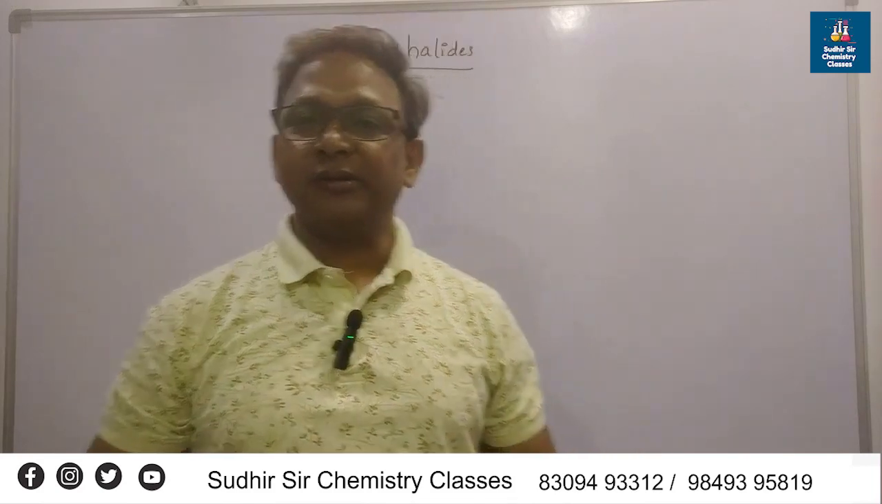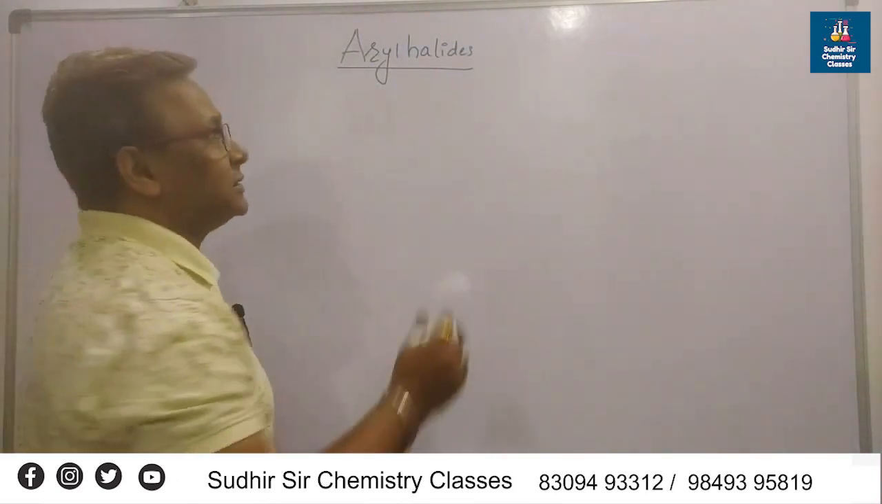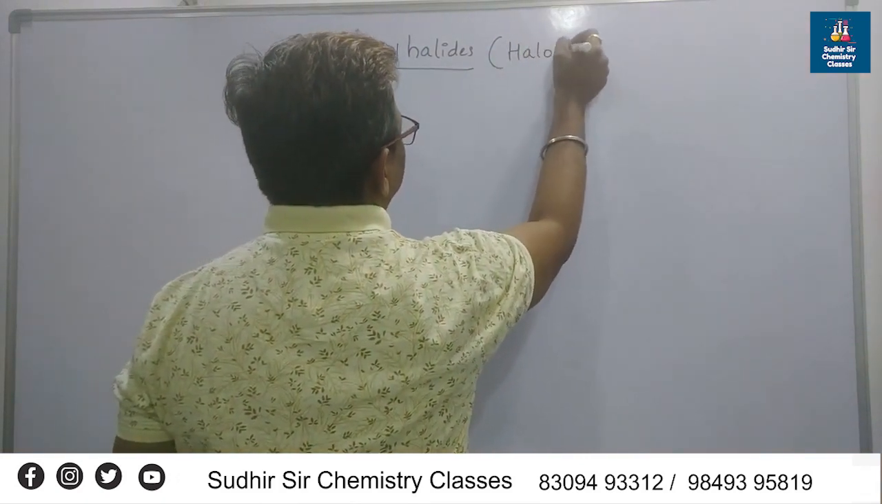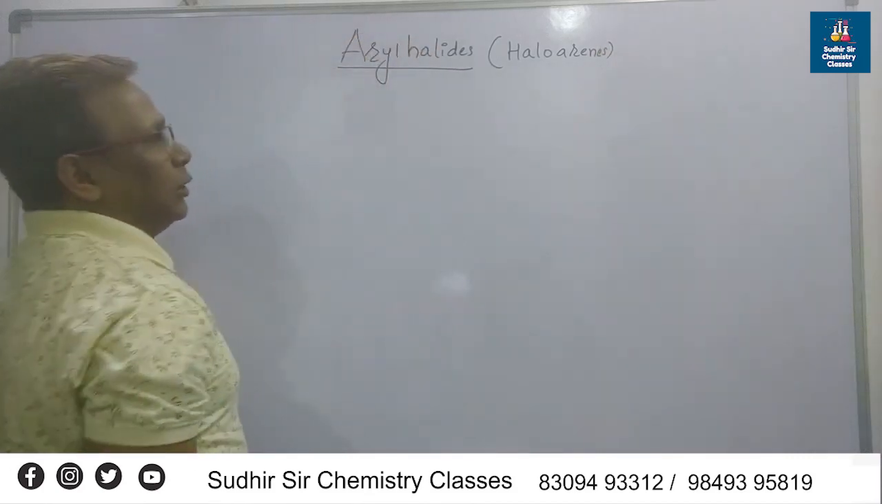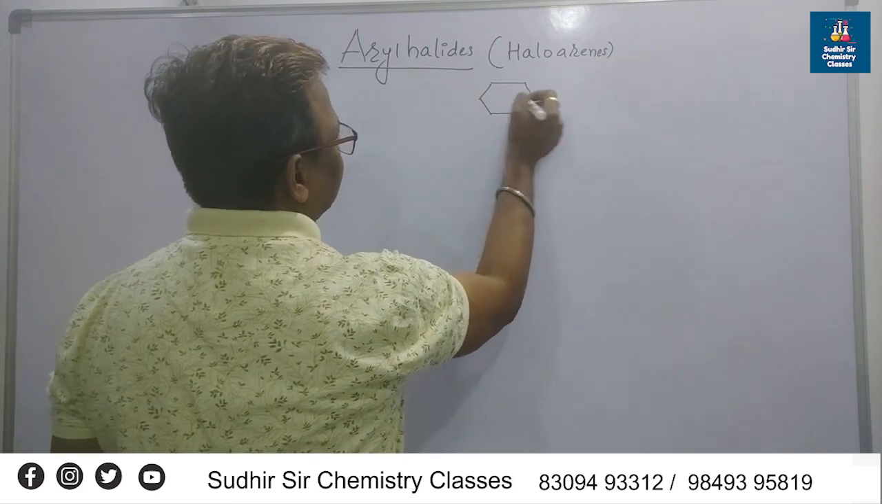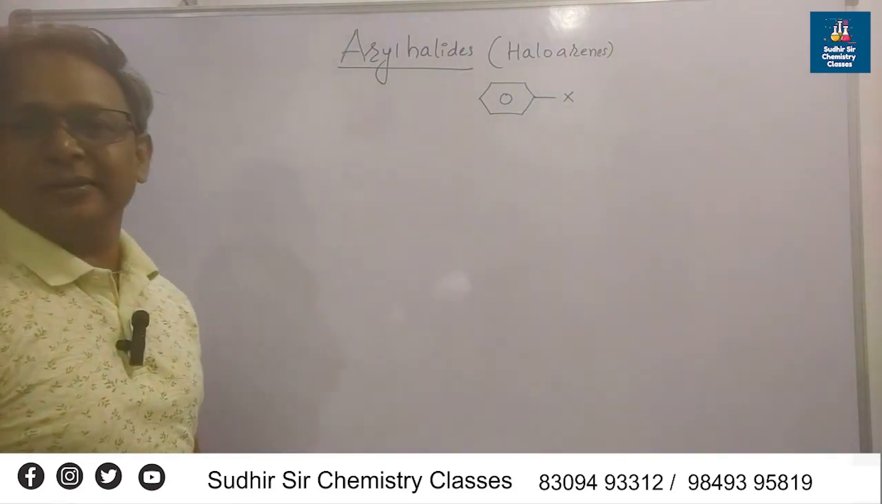Today we are going to discuss another topic, that is aryl halide. It is also called haloarenes. A haloarene means a phenyl ring, also called a benzene ring, is bonded with a halogen, called an aryl halide.